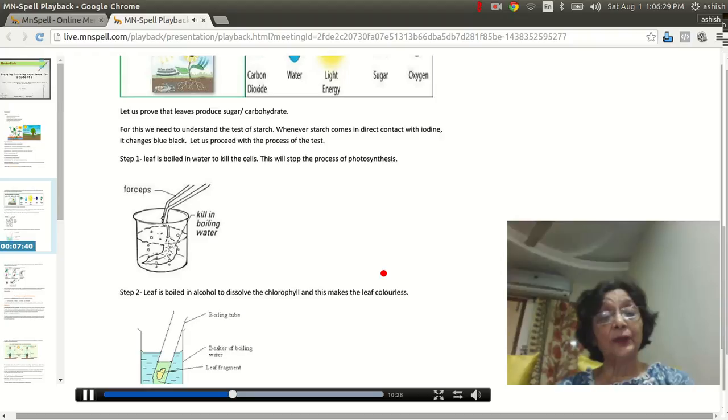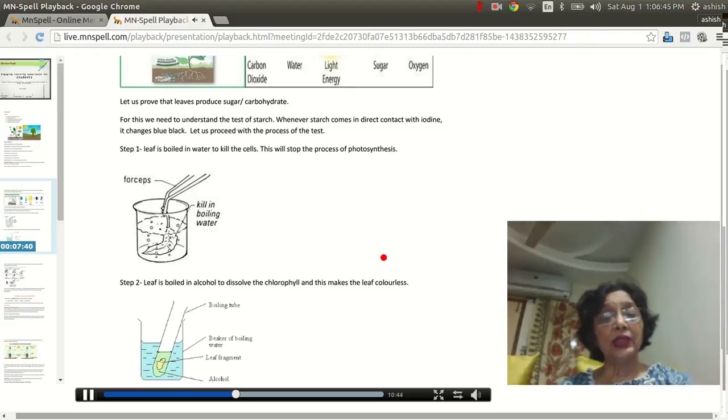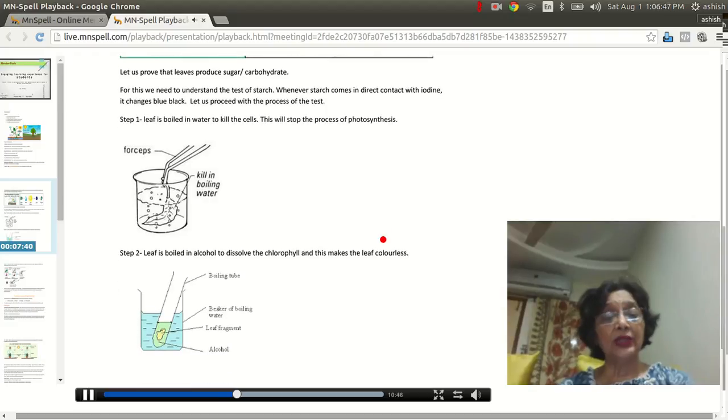I said that photosynthesis is a biological process, don't forget it. So if a cell is dead, it cannot do photosynthesis, and whatever the starch is there, that remains locked there. So that's why we boil the leaf in water to kill the cells. This will stop the further process of photosynthesis.